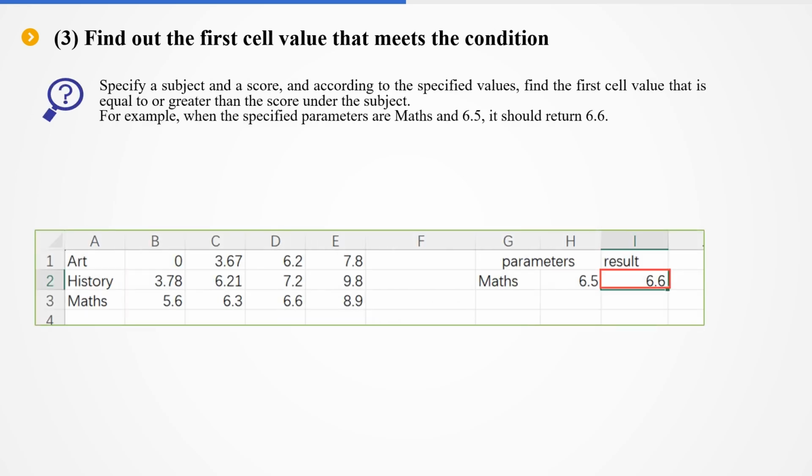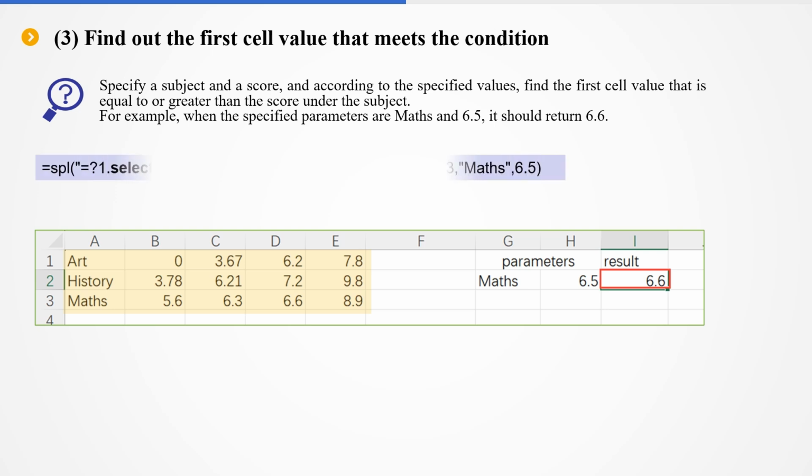3. Find out the first cell value that meets the condition. For example, the left part of the table contains the scores for different subjects. The first column is subject and columns after it are test scores arranged in order. Now we want to specify a subject and a score, and according to the specified values, find the first cell value that is equal to or greater than the score under the subject. For example, when the specified parameters are maths and 6.5, the first value that is greater than 6.5 under maths should be returned, i.e., 6.6.